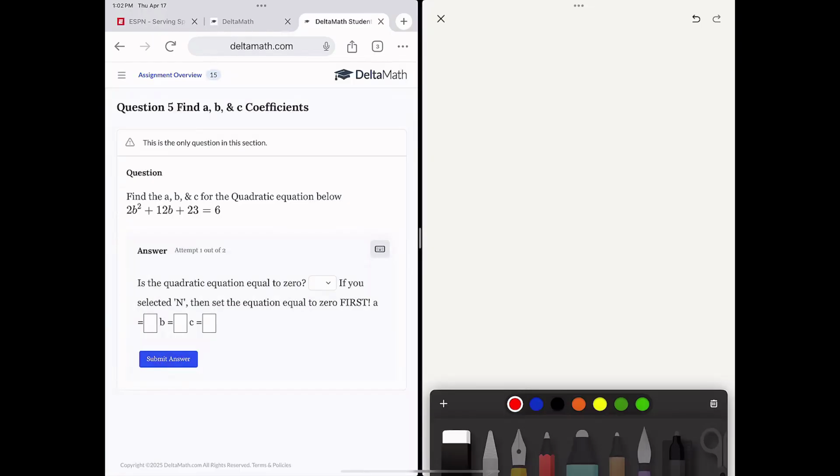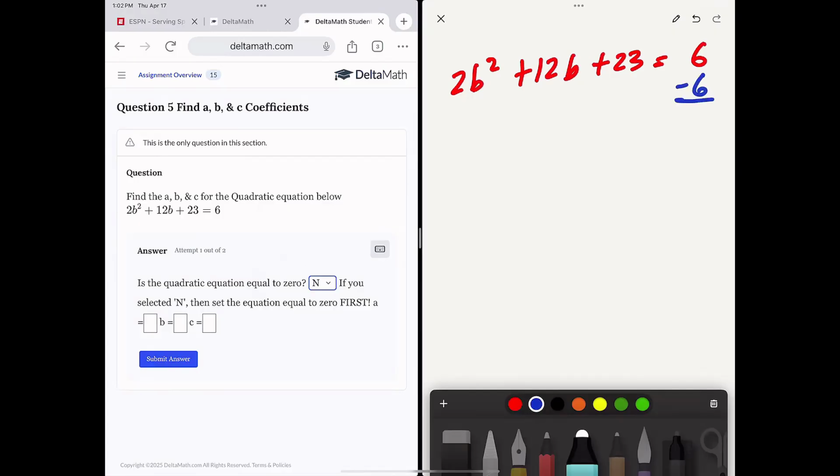All right, so here, they're giving us a quadratic equation. It's in standard form on the left, but the second question is, is it equal to 0? No, it isn't. So that means we need to make it equal to 0. Here is how we would do it. We are going to take the 6, it's a positive 6, so to move it to the other side, we're just going to subtract 6, and we're going to subtract 6 from 23, because they're both constants. So this is going to be 17. So our A is going to be 2, our B is going to be 12, and our C is going to be a positive 17.